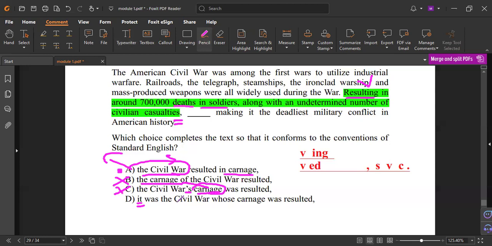Because it's redundant. Why should I repeat the word war again and again? I can start with the subject. So we call it a longer construction, and we don't prefer longer construction because it's redundant, with unnecessary repetitive words. That's why. Is it clear now?